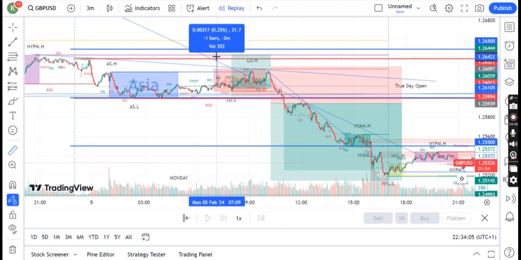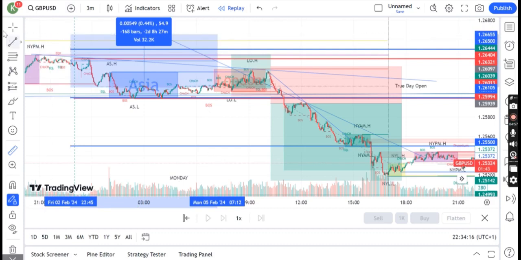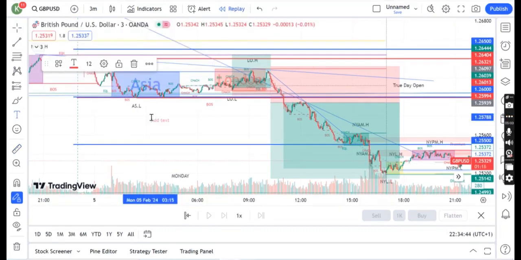We were actually targeting 33. Now 33 is more than 1:2. Why is it so? Because as you can see, risking 8.5 pips, right? And we are targeting 30 pips reward.